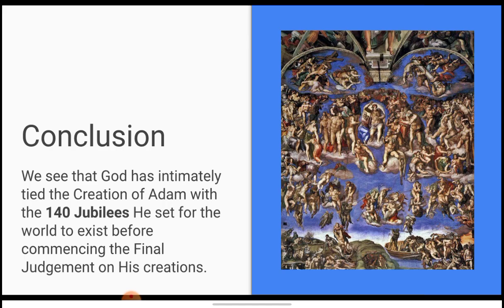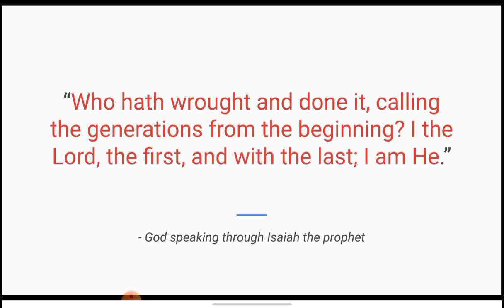Alright, conclusion. We see that God has intimately tied the creation of Adam with the 140 jubilees he set for the world to exist before commencing the final judgment on his creations. And here's an important quote. "Who hath wrought and done it, calling the generations from the beginning? I, the Lord, the first, and with the last I am he." So, in short, God is speaking through the prophet Isaiah, saying that everything begins and ends with him.